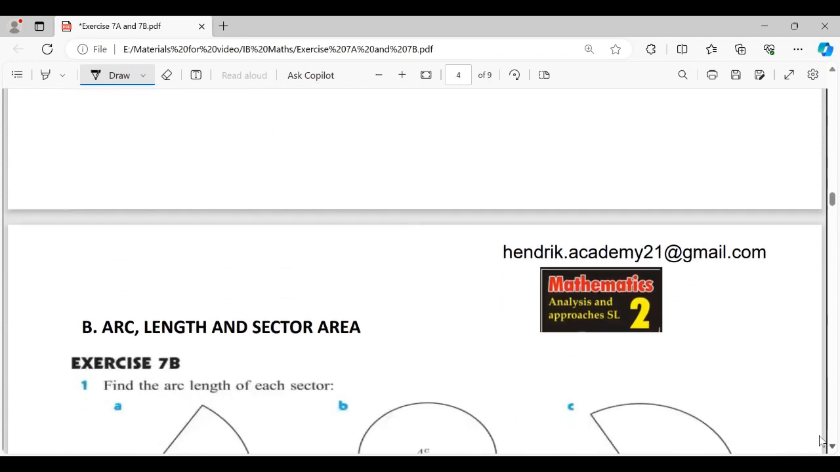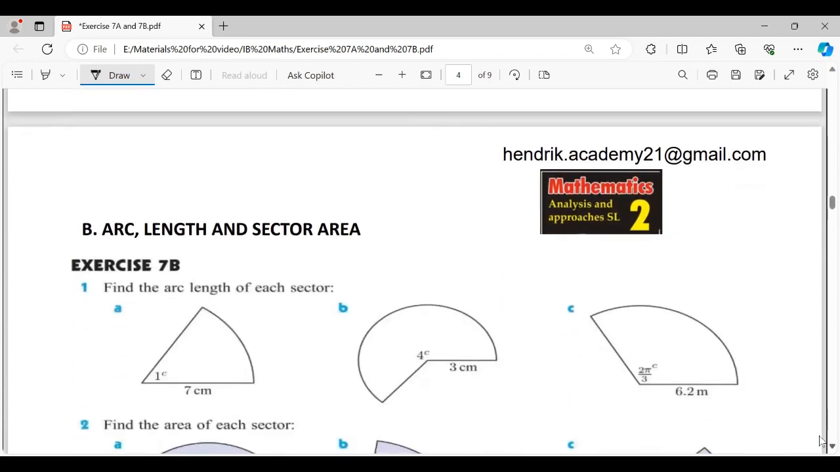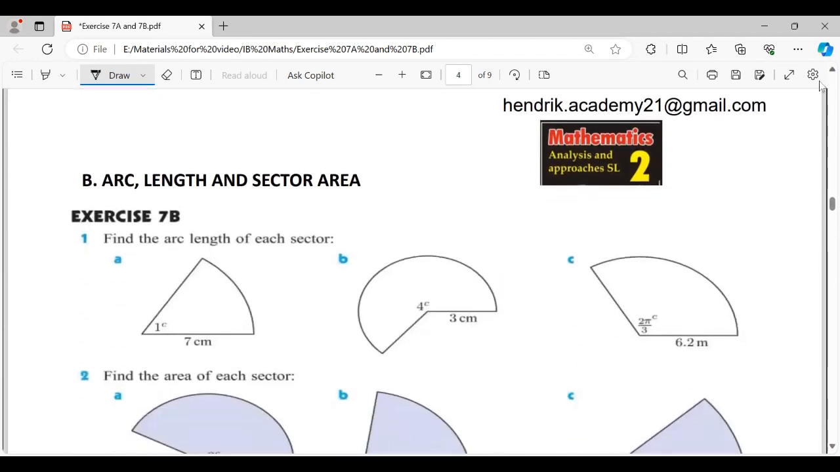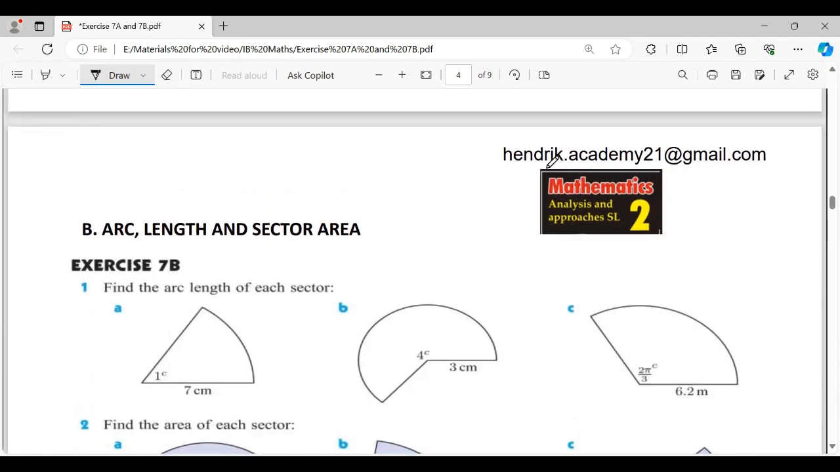And I'm going to continue to exercise 7B. Okay. I'll continue to exercise 7B, okay, regarding arc length and sector area.